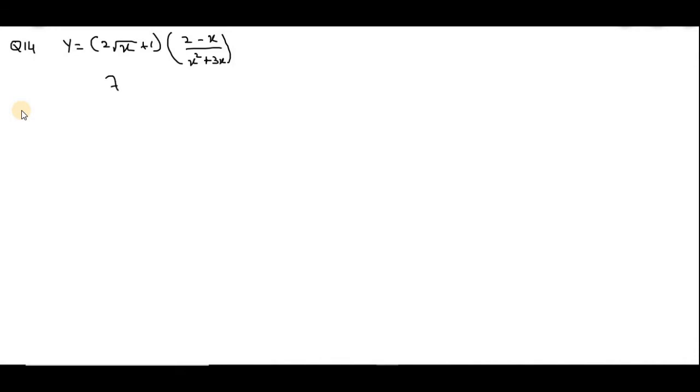Now in question number 14, again we have two different functions. This is your f(x) and this is your g(x), and now we'll use the product rule, and when we differentiate g(x) we will use the division rule, but we will use simultaneously both of these functions, not by differentiating g(x) first and then differentiating f(x).